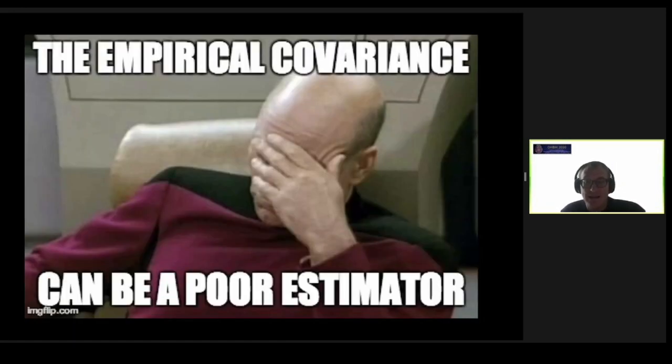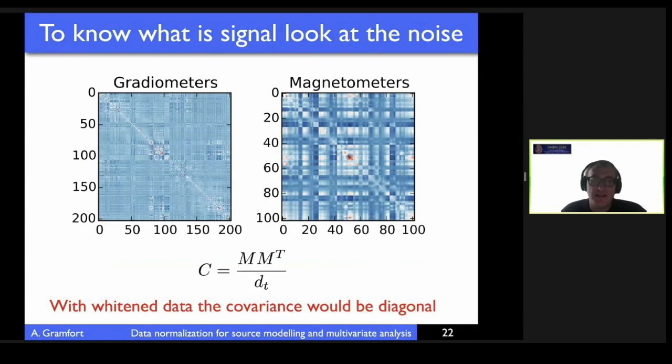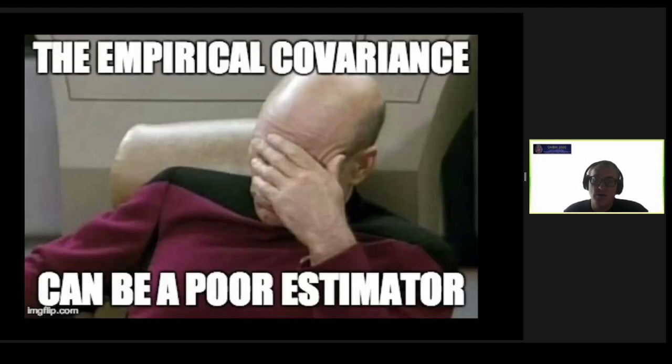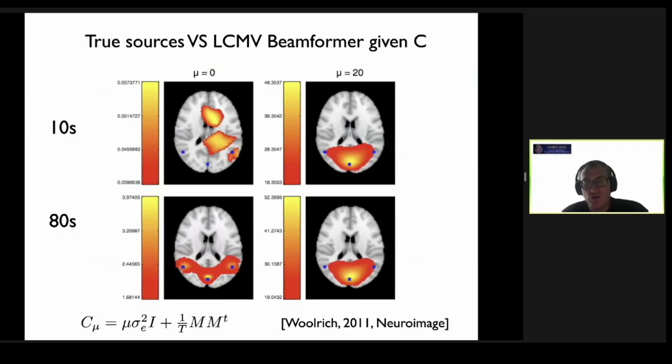Now, how do you estimate this covariance from data in order to compensate for the fact that you have different noise levels? Well, the problem is that if you just apply the formula you see at the bottom, C equals M times M transpose divided by the number of time points, it's not always a good idea. Covariances are also present in beamforming, which is another very popular way of doing source imaging using EEG or MEG.